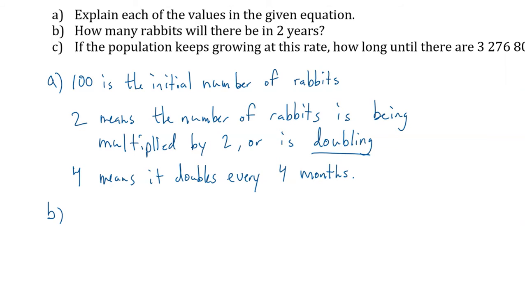So this, I think in a lot of cases, is going to be obvious. That won't be the hard part, but it is something that you can actively think about. How many rabbits will there be in 2 years? So it's giving you time. It's giving you t. So what is my t? Is it 2?